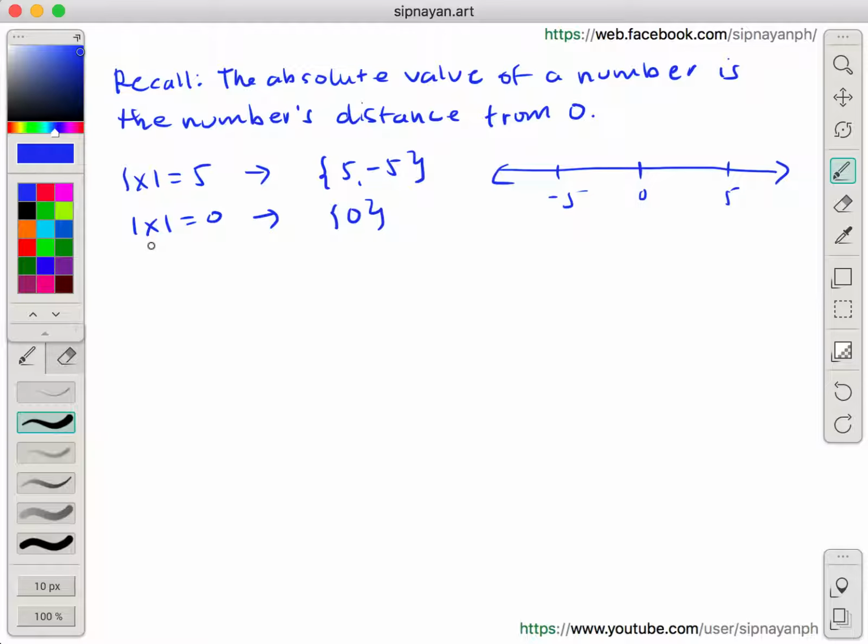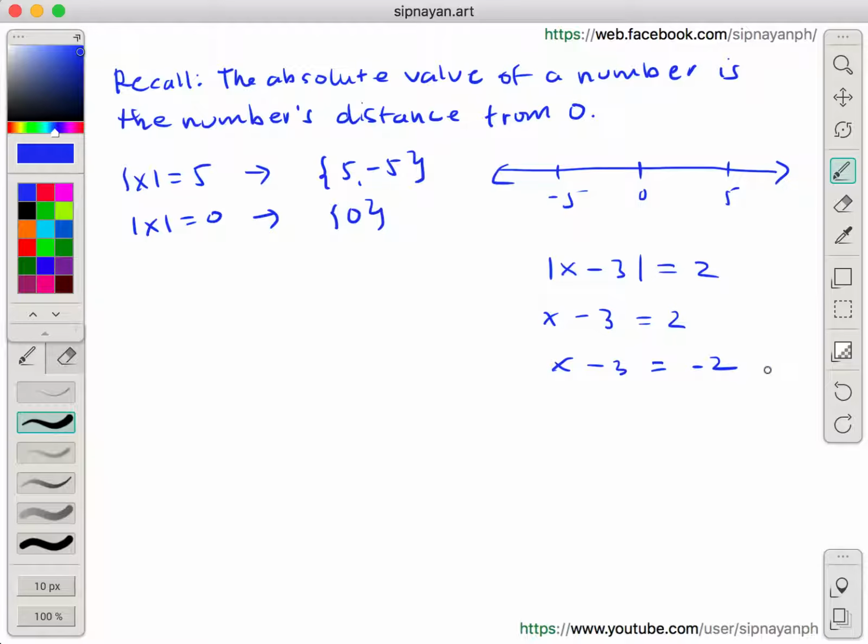Now, if the absolute value of x equals 0, what number is 0 units away from 0? There's only one, of course, it's 0. So when we solve equations, if you watched the previous video, for example, we have the equation absolute value of x minus 3 equals 2. What we do is equate x minus 3 to 2, and x minus 3 to negative 2.